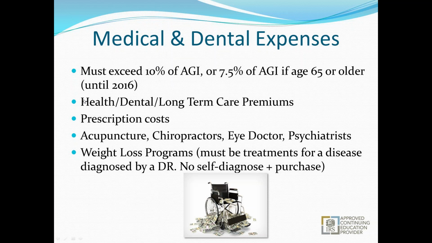You can deduct your health, dental, and long-term care premium payments. You can deduct your prescription costs, acupuncture, chiropractors, eye doctors, psychiatrists, weight loss programs. There's a little addendum here that they must be treatments for disease diagnosed by a doctor, no self-diagnosing and purchasing. And that pretty much applies to most of the stuff on here: it needs to be given to you as a treatment or a course of medication or something by a professional.